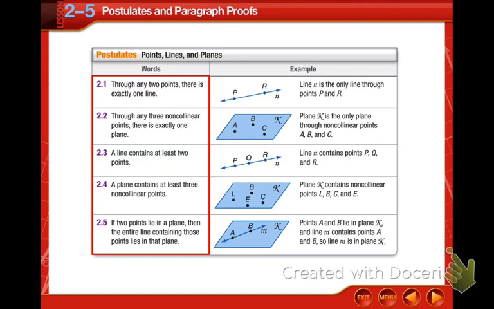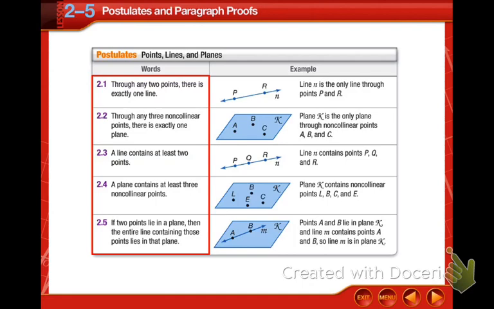A plane contains at least 2 points, so that's a play off of 2.1. They're very similar. 2.1 says there's only one line that goes through any 2 points, whereas 2.3 says that a line has at least 2 points. You can have more than that on one line, but there's only still one line through any of those 2 points. 2.4, just like 2.3, plays with 2.1. 2.4 works with 2.2. A plane contains at least 3 non-collinear points. So obviously you can have more points on a plane than just 3, but it takes 3 to make a plane.